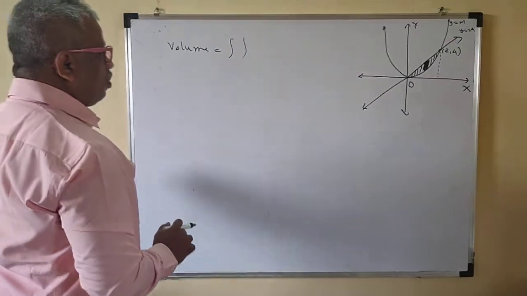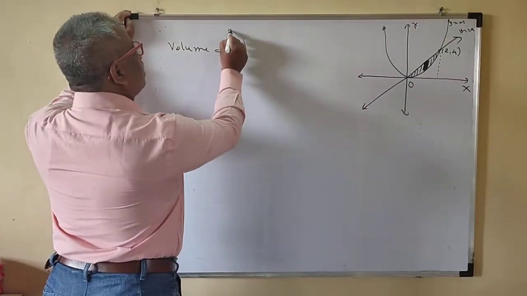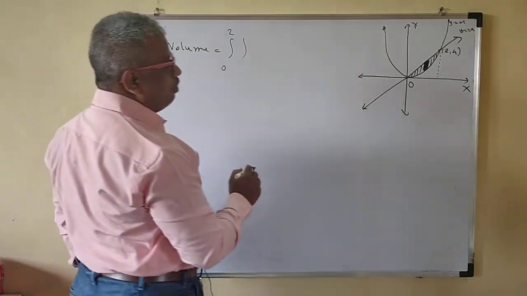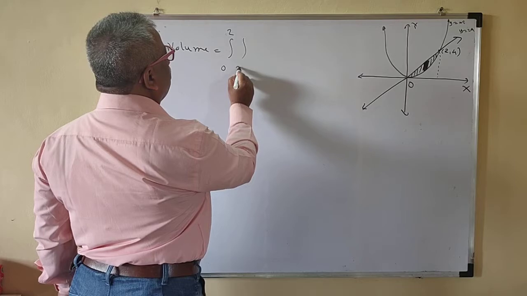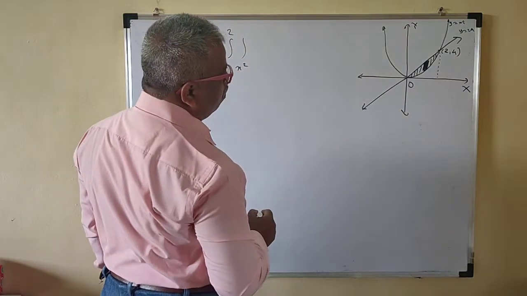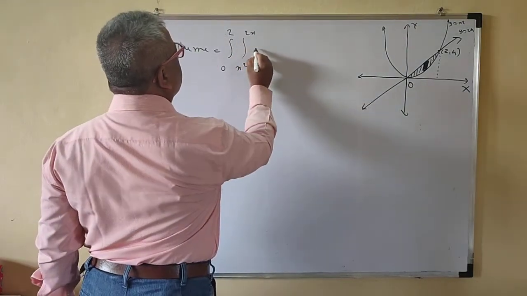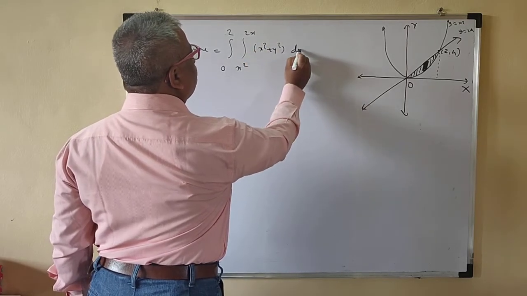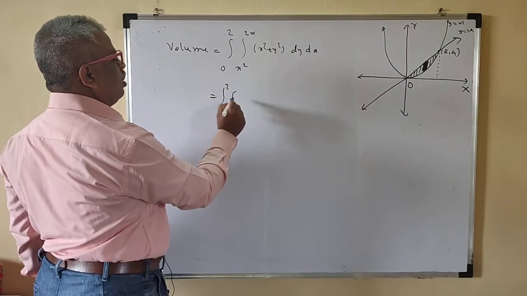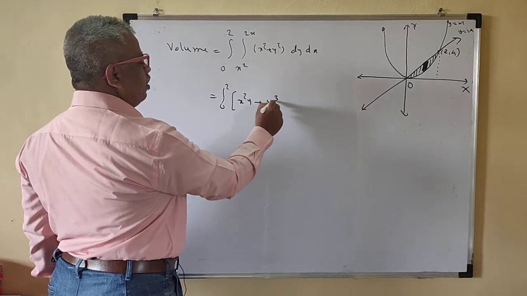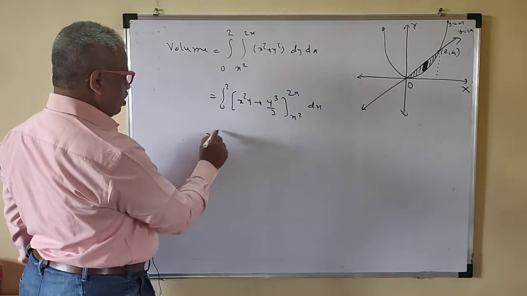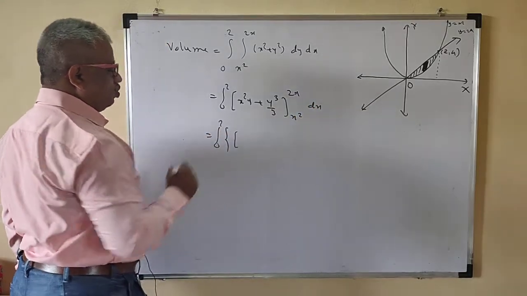Okay, so I will write the limits of x now. The limits of y go from the lower curve to the upper curve. The lower curve is the parabola, so this is x square, and your upper curve is a line, so that is 2x. Your z is x square plus y square. So these are the limits of x. That means you have to integrate with respect to y first. So this is 0 to 2.